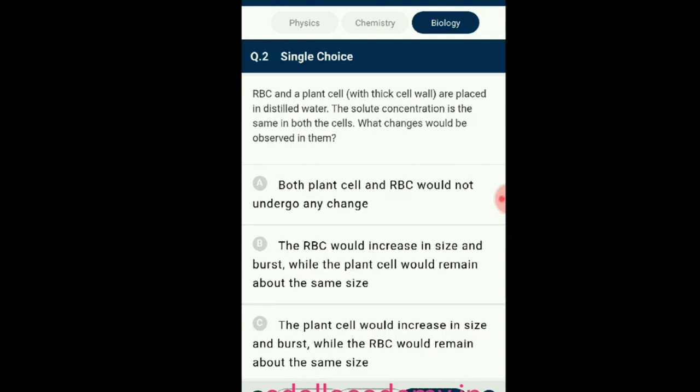Question number 2. RBC and a plant cell are placed in distilled water. The solute concentration is the same in both the cells. What change would be observed in them? When RBC and a plant cell are placed in distilled water, endosmosis takes place, as a result of which the RBC would increase in size and burst while the plant cell would remain about the same size because of the presence of a rigid cell wall. So the answer for this question is option B. The RBC would increase in size and burst while the plant cell would remain about the same size.